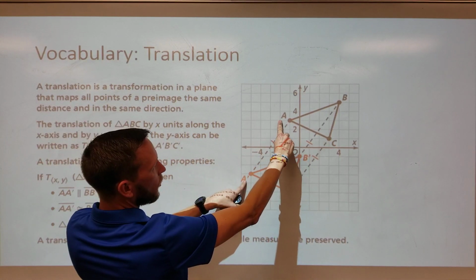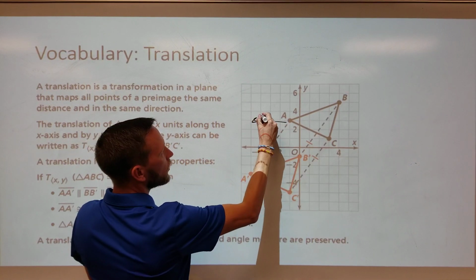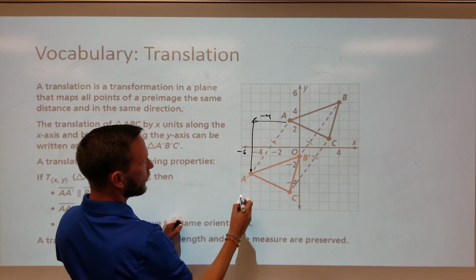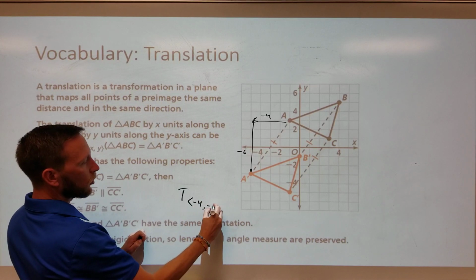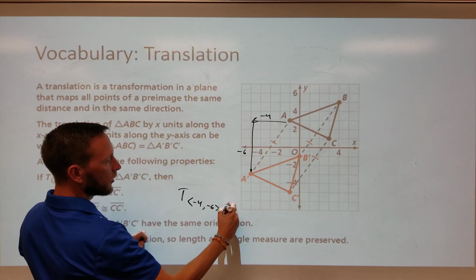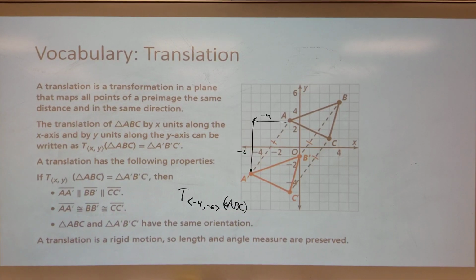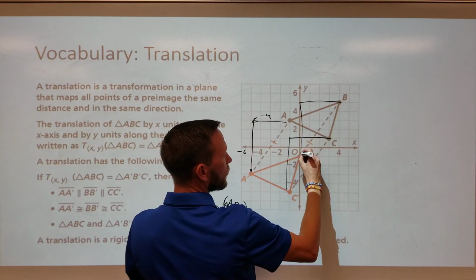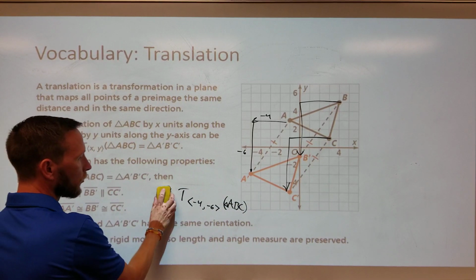In this case, it would be back 1, 2, 3, 4, back 4, and then down 1, 2, 3, 4, 5, 6, down 6. So this would be the translation, and we use brackets, -4, -6, of triangle ABC. And this would model for us that shift. Now you can count that from anywhere. You can count that from here, back 4, down 6, and it would give us that same translation regardless of which point we are referencing.